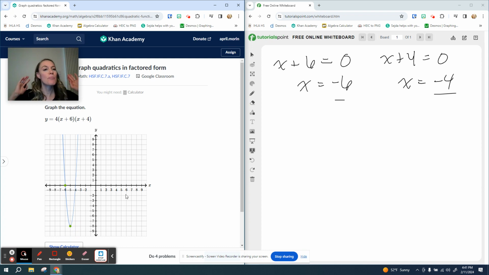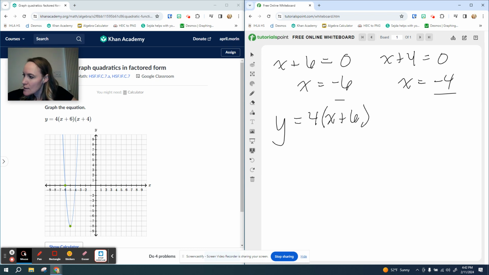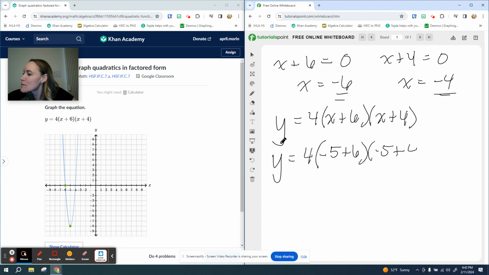So I like to just plug it in to the equation. This is really the simplest way to do it. So I'm going to go ahead and write my entire equation. Y equals 4, x plus 6, and then x plus 4. And I know the x value is -5 because that is right in between my two zeros. So I'm just going to plug in -5 to my x's, and I'm going to see what I get for y. So here we go. Y equals 4, and then I'm going to plug in my -5 plus 6 and my -5 plus 4.